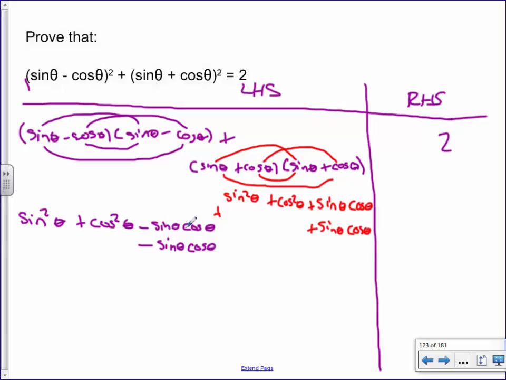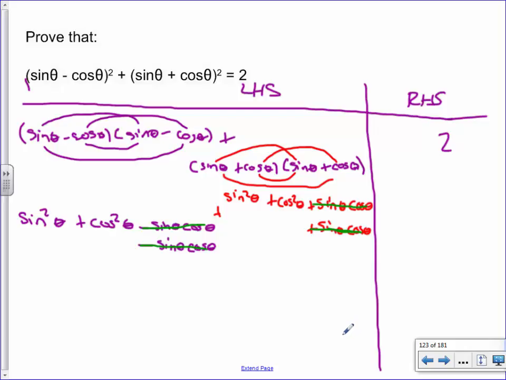Well, this sine cosine is negative. But right here, there's a sine cosine that's positive. So this one and this one cancel. And the same logic applies to the one right below it. Here, there's a negative cosine and sine combo. Here's a positive cosine and sine combo. They cancel. We've already canceled half of it out, right?